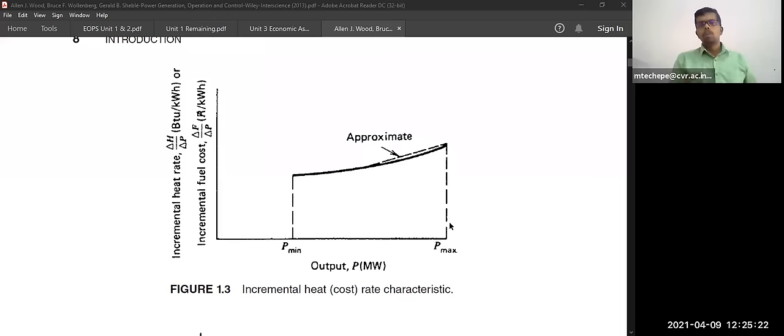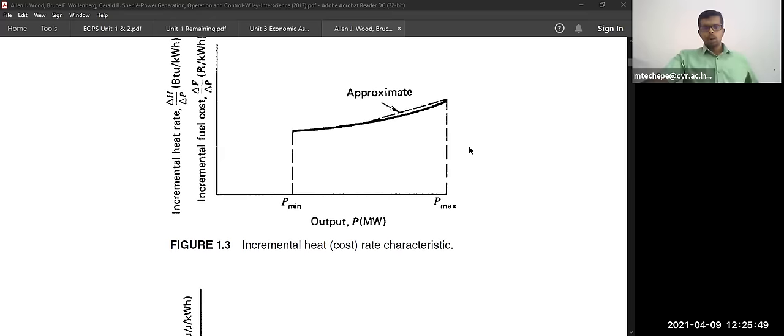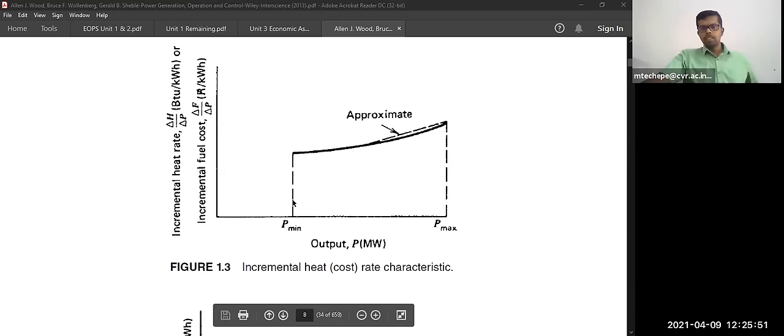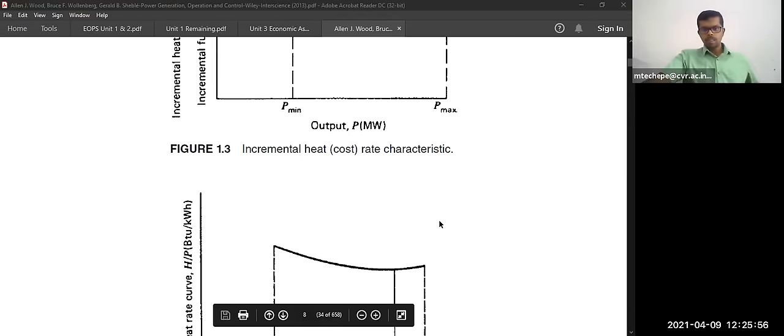If you are overloading the generator, say a 500 megawatt generator to 700 megawatt, then definitely the lifetime of the generator will decrease, and the efficiency will also somewhat decrease, due to the heat generated in that generator. So you have to take that into account, because we have solved some problems based on this, that is, minimum and maximum operating limits.